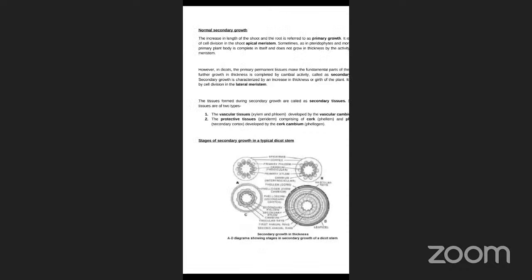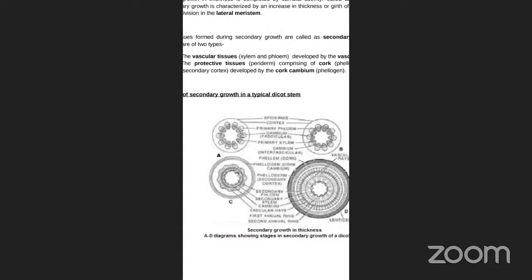Next, secondary xylem is nothing but wood. It constitutes the bulk of woody plants. It takes care of transport of water, mineral salts, mechanical support, and storage of food in the wood parenchyma. Wood is made up of xylem vessels, tracheids, xylem fibers, and wood parenchyma.